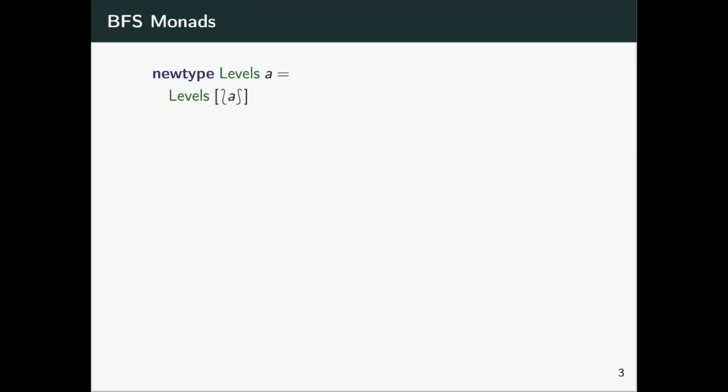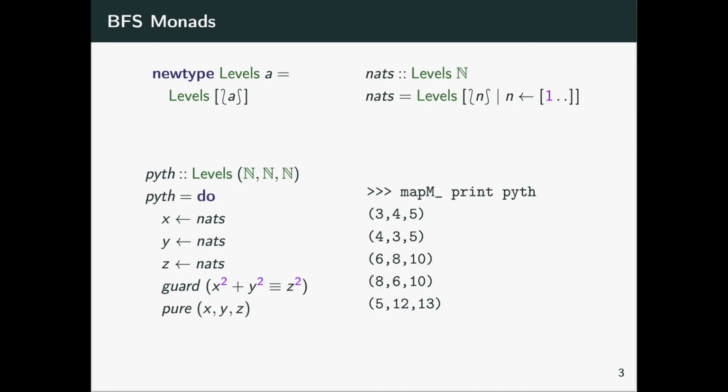Now there is a monad which allows us to do breadth first search. It's been rediscovered a bunch of different times and it's often called a levels monad. We're going to represent it here as a list of bags, where bags are sets that allow duplication. As you can see, it does indeed perform breadth first search.